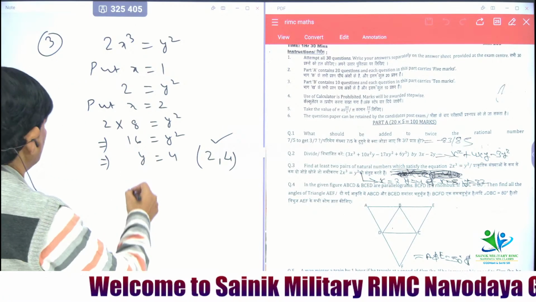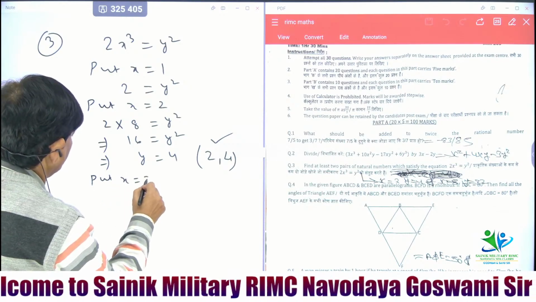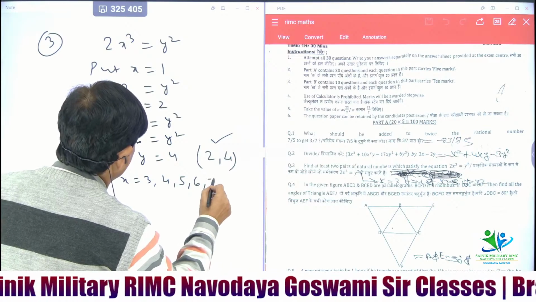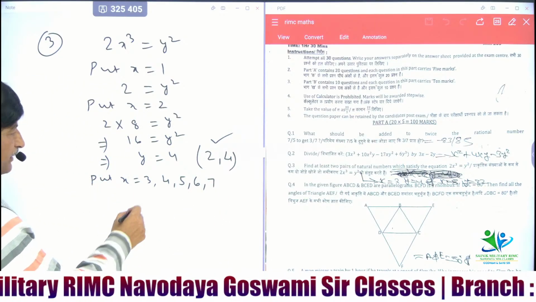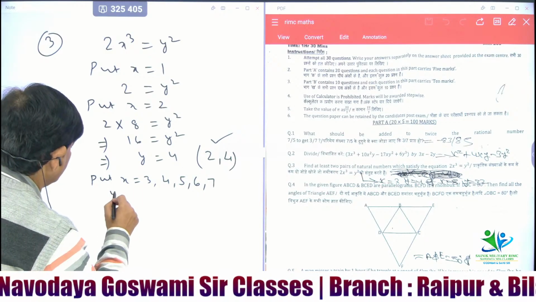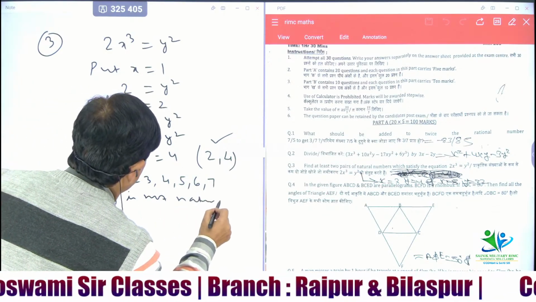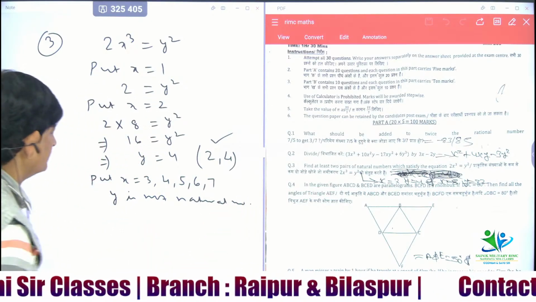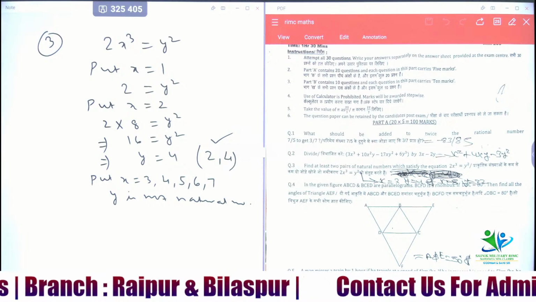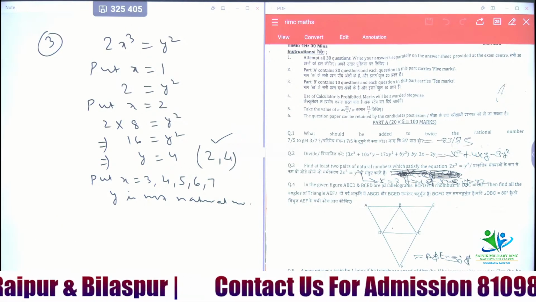Similarly, you put like this. If we put x is equal to 3, 4, 5, 6, 7, then you get the value of y. In this case, y is not a natural number. You can check it. यदि आप 3 पुट करेंगे, 4 पुट करेंगे, 5 पुट करेंगे, 6, 7, तो आपको y का ऐसा कोई वैल्यू नहीं मिलेगा जो नेचुरल नंबर होगा.